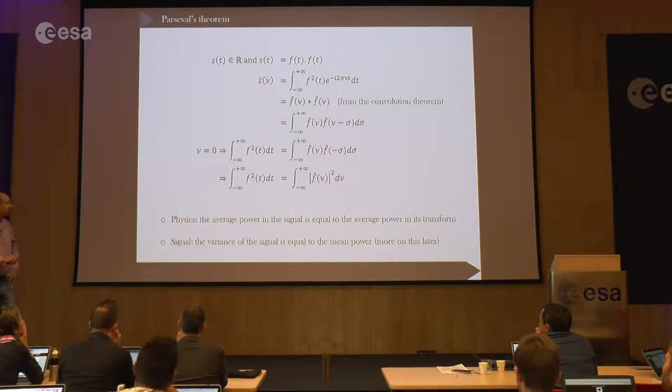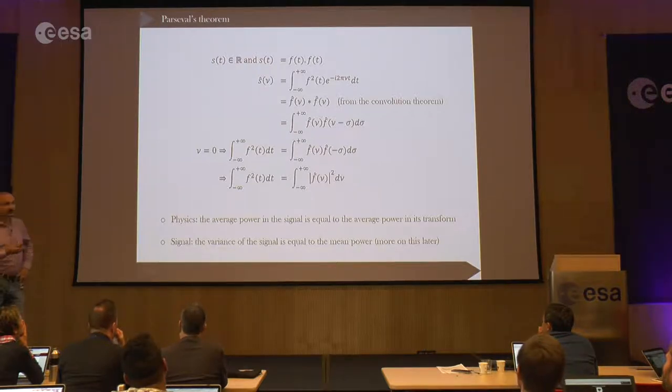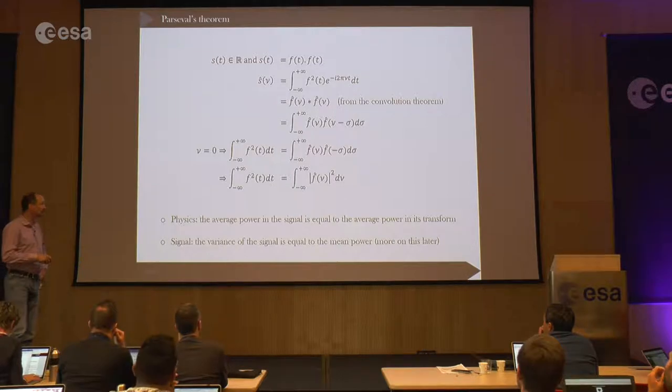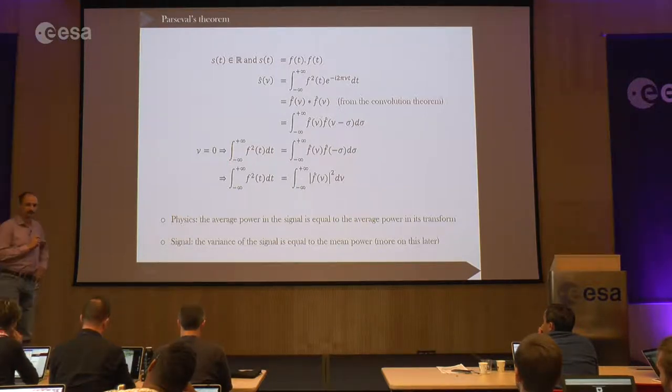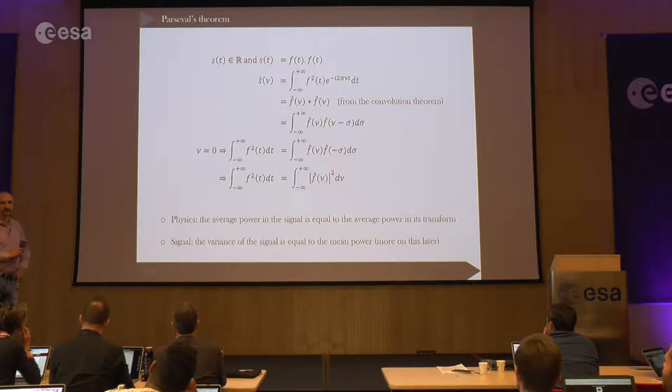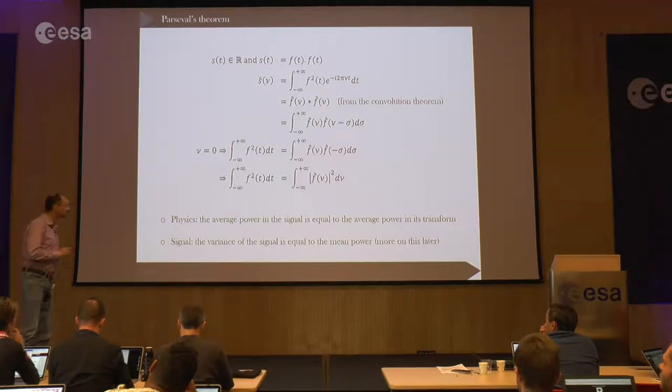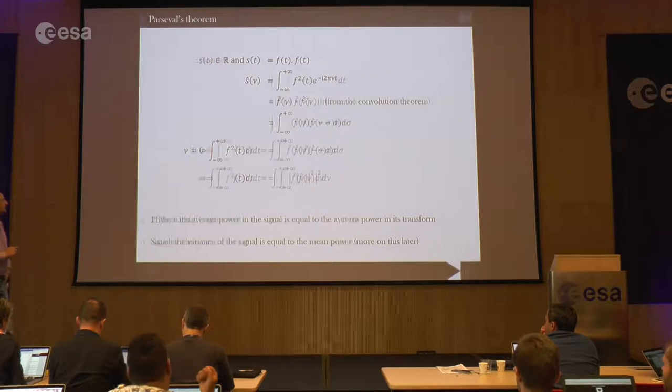So the average power in your signal will be equal to the average power in the transform. In terms of signal processing, that's equivalent to saying that the variance in your signal is equal to the mean power in its Fourier transform. I'll say more on this later, but keep this in mind. We will use that for normalization purposes. Okay, does that make sense? You've seen that, I guess, at some point, yes? And you have equivalent theorems for wavelets, basically the same thing over an extra dimension. Okay.